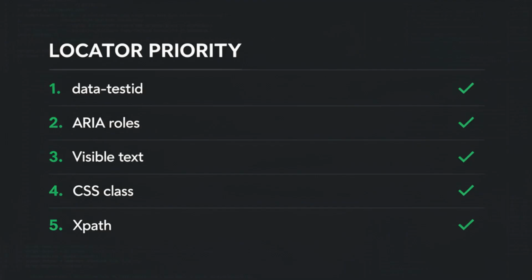The Locator Priority Rule. After 1 sprint, we formalize this in our coding standards. 1. Data test ID. 2. ARIA roles. 3. Visible text. 4. CSS class. 5. XPath. The hooks enforce this. Engineers stop arguing about it in code reviews because the system already decided. That reduction in friction is a massive benefit.